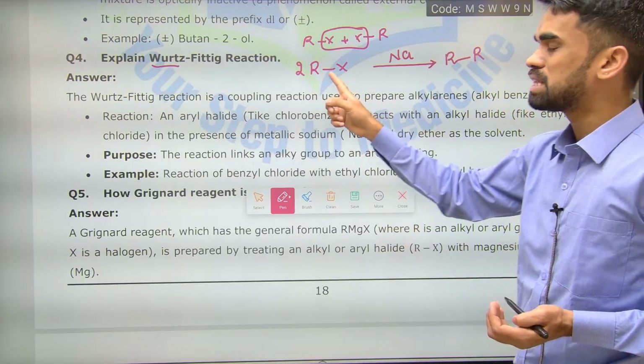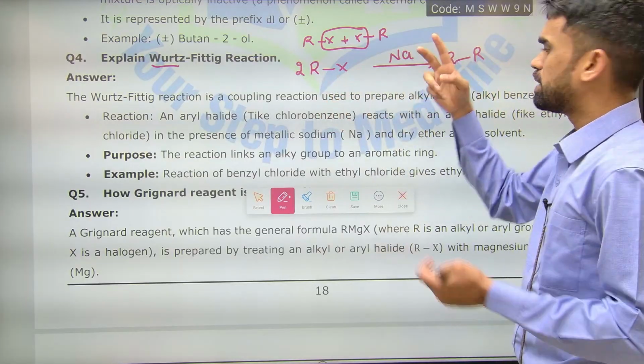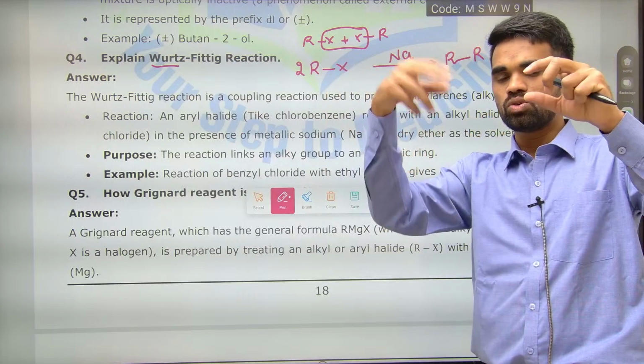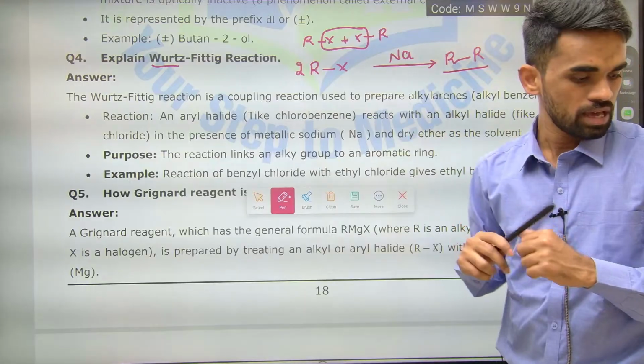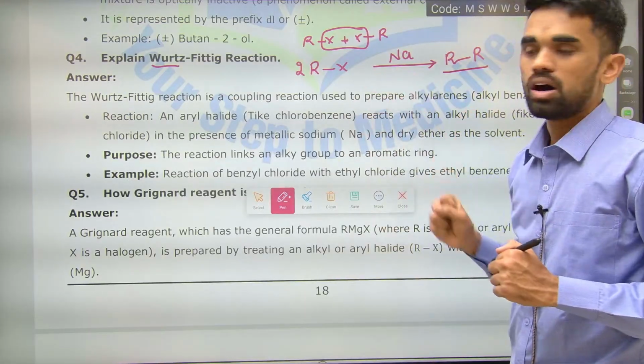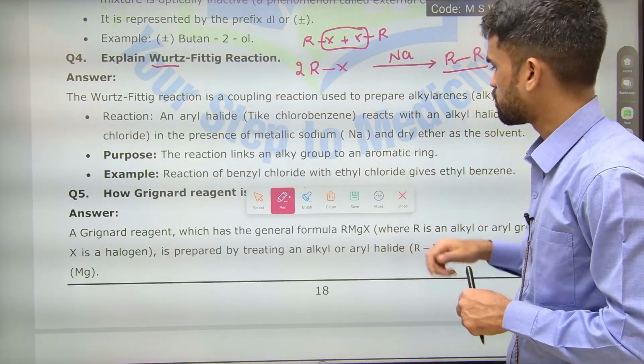If you are taking methyl chloride, you just remove those chlorides, methyl plus methyl, and you are going to get ethane as your product. Okay, like this you need to make your product formation. Okay, now read this once.